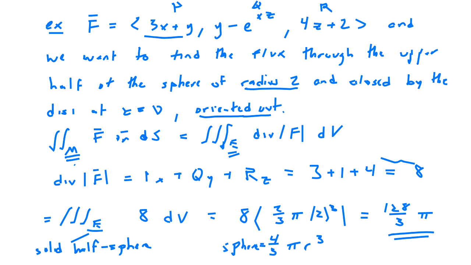And so the idea is this only works if it's closed. So the first example wouldn't have worked because it wasn't closed. The second example, where we're looking at the disk, wouldn't work because it's just one surface. It's not enclosing anything. So this only works if we have the boundary of a solid.